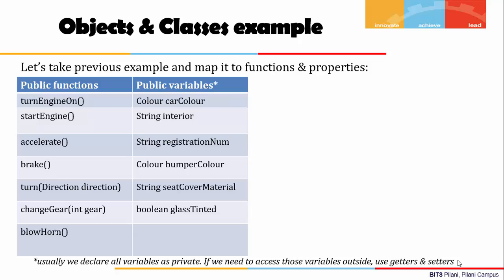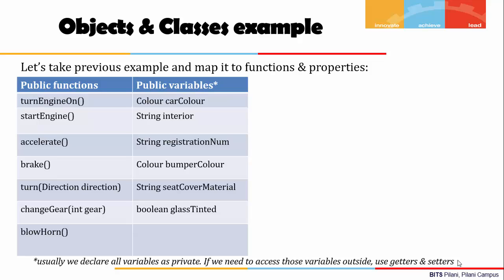The characteristics of the car, like color, interior build material, etc., which we saw, which have their own values, are the variables in our class. The value for these components can vary from one car to another. So these are all variables in our class.